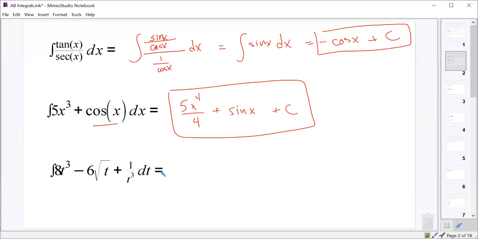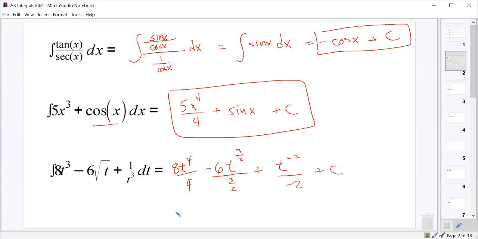What about this one at the bottom there? That first term should become what? 8t to the 4th over 4. We'll write this in 2 steps. 8t to the 4th over 4. And then this one is minus 6 t to the 1/2, so that should become minus 6 t to the 3/2 divided by 3/2. And this last one should become plus, that's t to the -3, so that should become t to the -2 divided by -2 plus a constant.